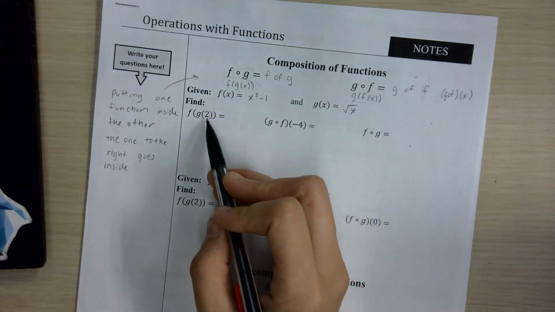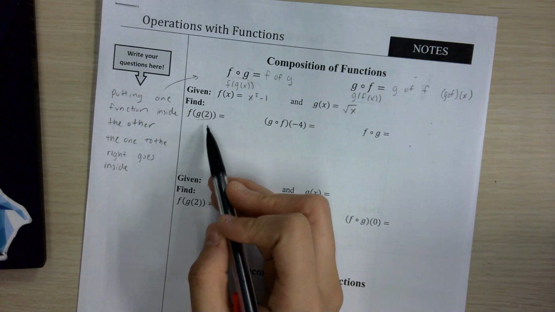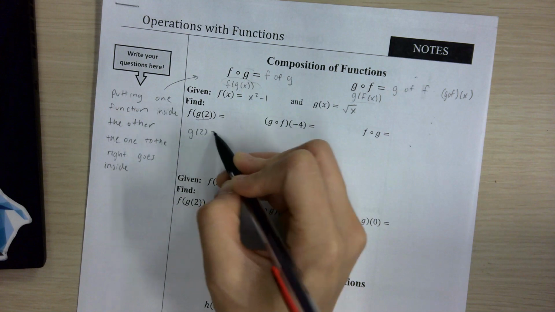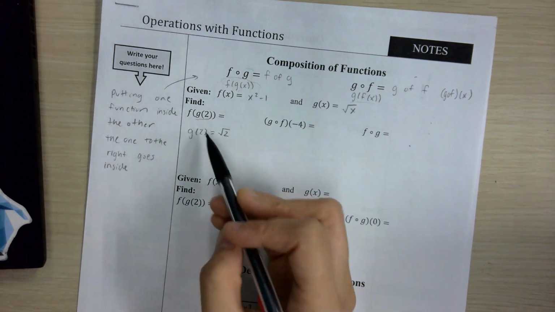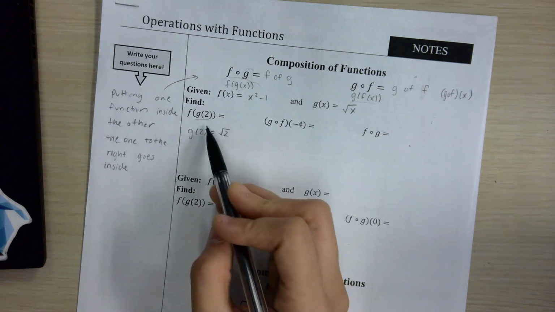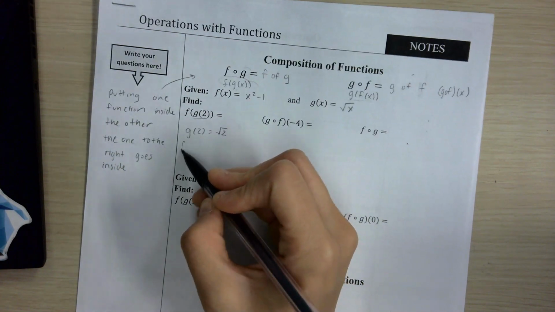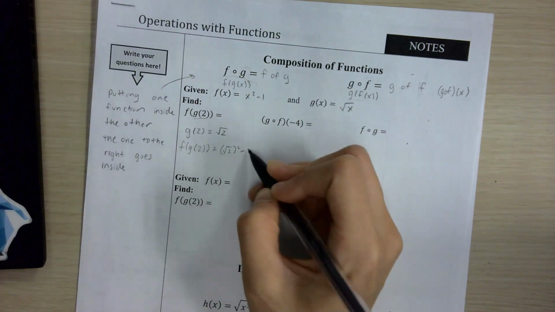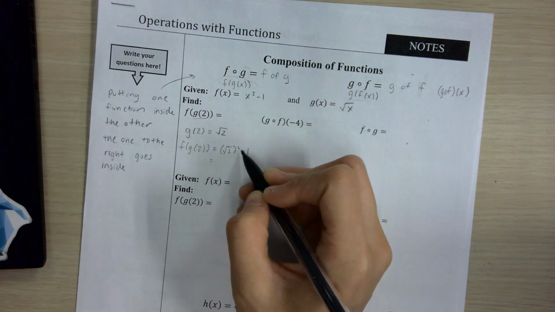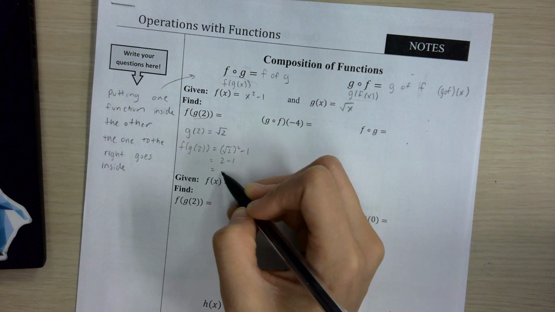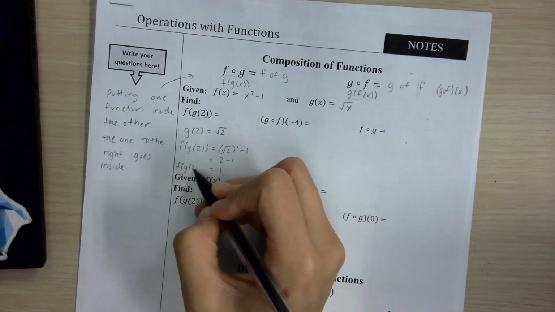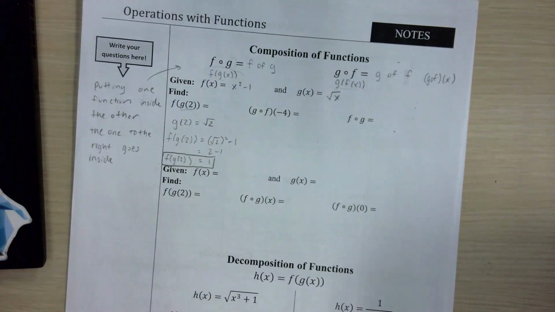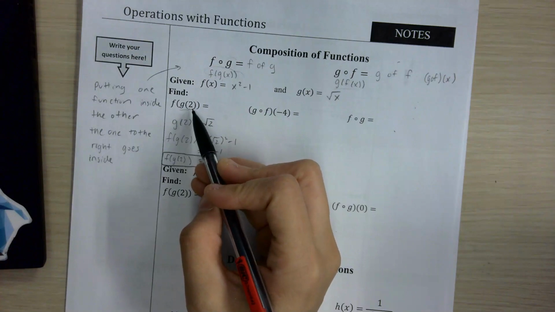So for this one, we want to start with g, right? I'm going to start with the inside, and we're going to put in a 2. So g of 2 equals square root of 2. And then we put that inside of f. So f of g of 2 equals root 2 squared minus 1. Root 2 times root 2 is just going to be 2, and that just equals 1. So that is putting in a direct number.